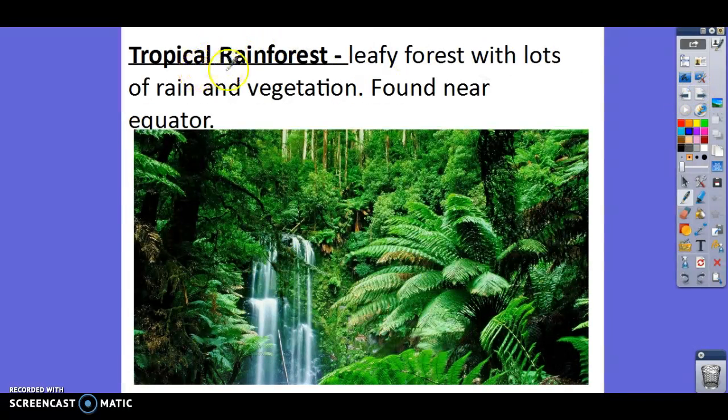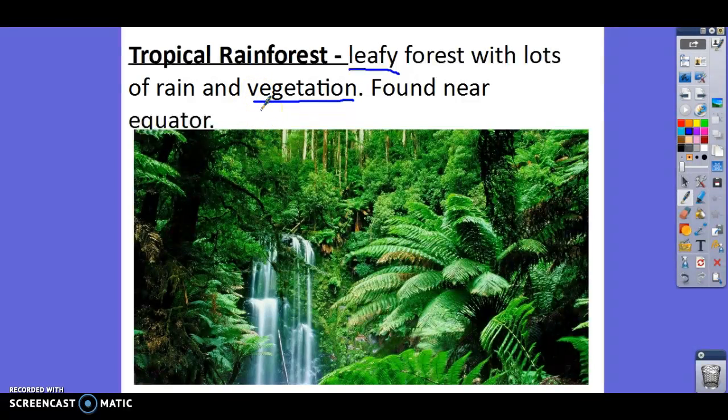Next up, our last type of forest. So we have three types of forest, coniferous, deciduous, and then we have tropical rainforest. All right. So again, this is a leafy forest. We don't have pine trees or conifers in a tropical rainforest. It's a leafy forest. It gets lots and lots of rain, okay? And then lots of vegetation. What's vegetation? Anyone know?